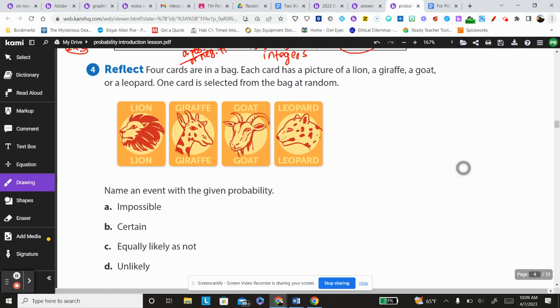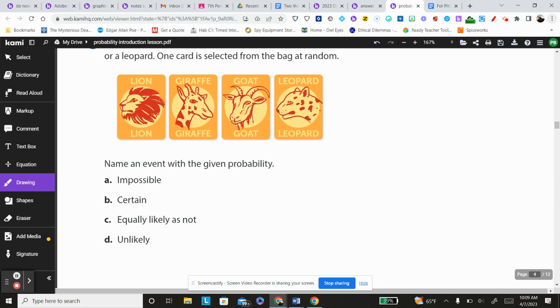Let's take a look at this one. 4 cards are in a bag. Each card has a picture of a lion, a giraffe, a goat, and a leopard. 1 card is selected from the bag at random. All right, who can name an event with the given probability? Who can name something that's impossible for me to pick?